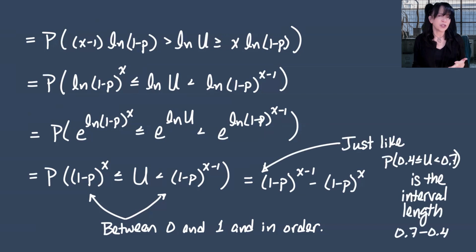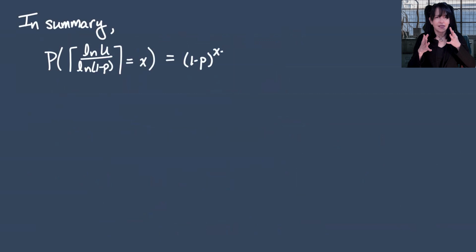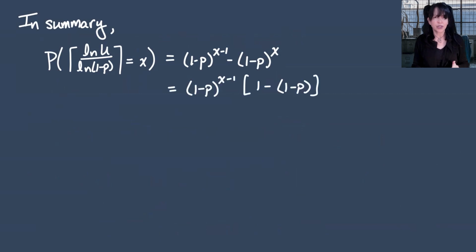So in summary, what we've done so far is we said that the probability that the quantity, the natural log of U over the natural log of 1 minus p with the ceiling function around it, is equal to an integer x, where x could be 1, 2, 3 on up, we just worked out that this is (1 minus p) to the x minus 1 minus (1 minus p) to the x. I am going to factor out a (1 minus p) to the x minus 1 from this expression, and this is going to leave me with 1 minus (1 minus p), and 1 minus (1 minus p) is, of course, p, so we get p times (1 minus p) to the x minus 1, which is exactly what we wanted. This is the probability that a geometric random variable starting from 1 with parameter p is equal to little x.